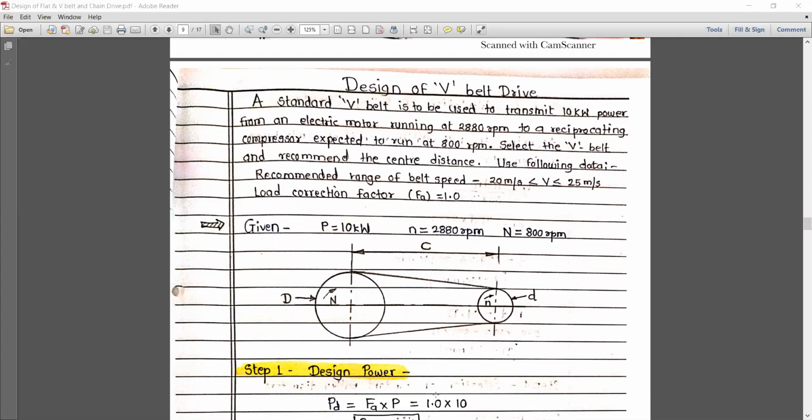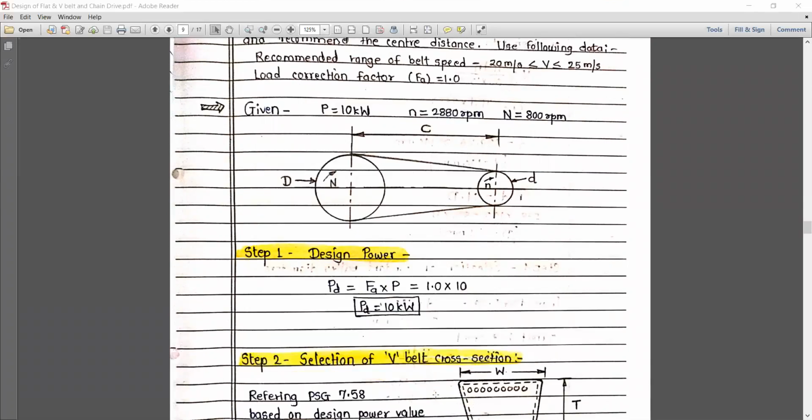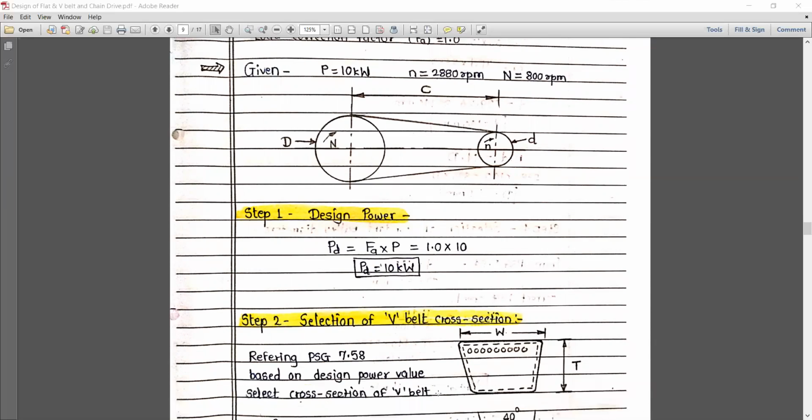Use the following data: the recommended range of belt speed is 20 meters per second to 25 meters per second. Load correction factor is 1.0. So first of all, note down the given parameters. P is equal to 10 kilowatt, speed of smaller pulley, small n, is equal to 2880 rpm, and speed of larger pulley, capital N, is equal to 800 rpm.